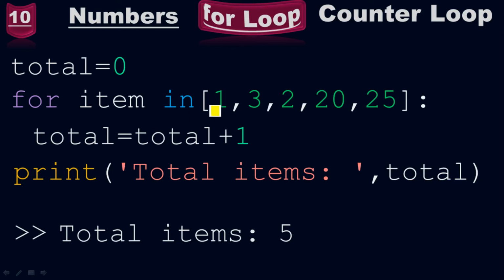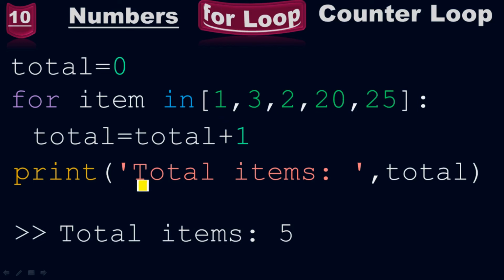We directly put the list. Last time, if you remember, we had x equals to this list. We gave the name x in the previous method. But this time I don't need x. I directly put the list. So I'm going to write for item in 1, 3, 2, 20, 25. And then put colons, press the enter button, and your new line will start from here. This is the formula for counting the items. The logic is the same. The only difference here is that I directly put the list here instead of giving the variable name x.